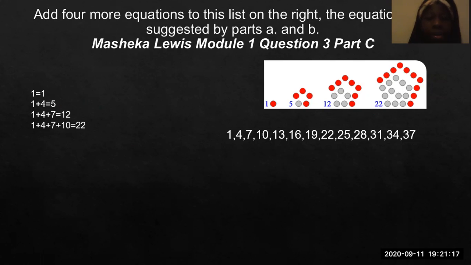Okay, so as you can see, it goes 1 equals 1, 1 plus 4 equals 5, 1 plus 4 plus 7 equals 12, 1 plus 4 plus 7 plus 10 equals 22. And if we notice, we'll see that the number they're adding is right here, it is our term that they're adding.